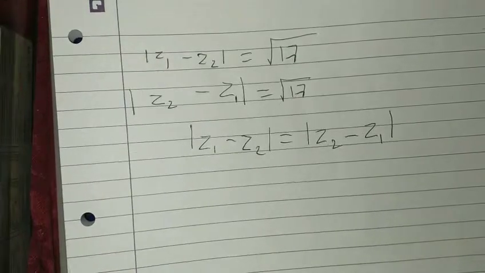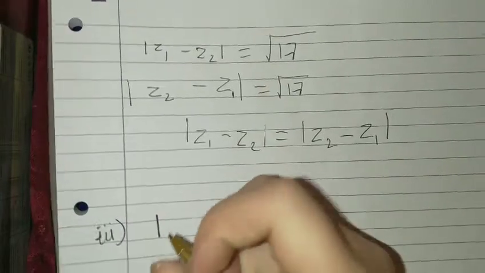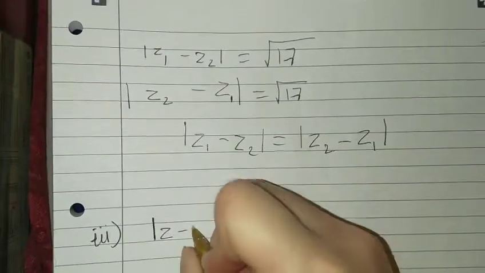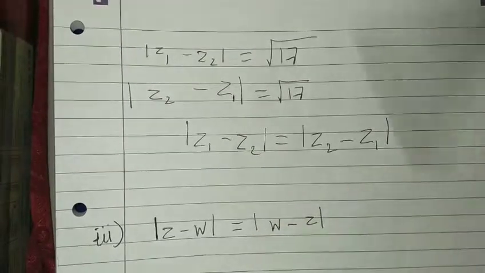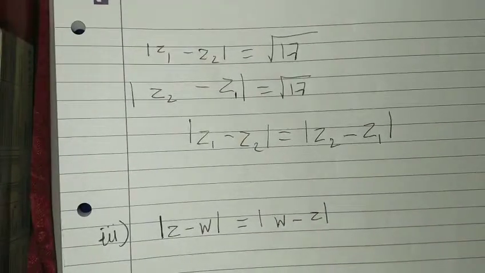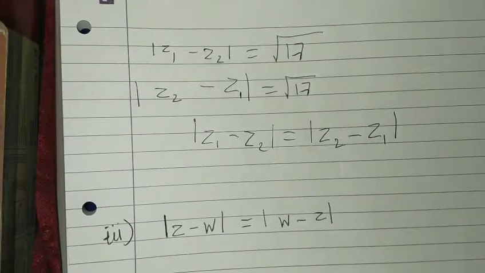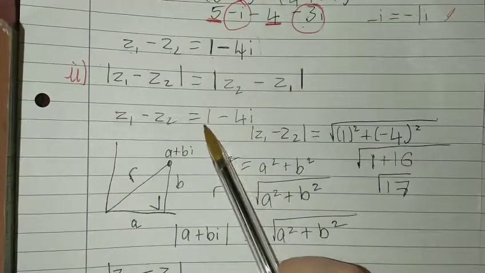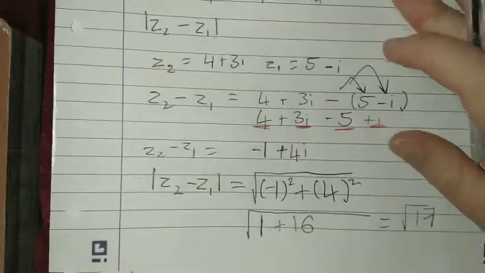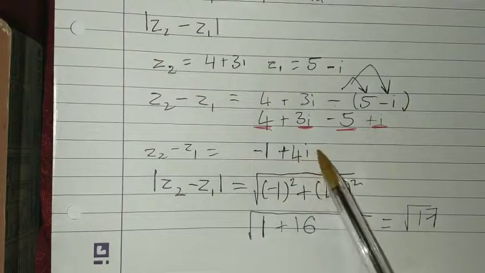And then in the next part, we're asked to give a reason why the modulus of z minus a complex number w is equal to that complex number minus z will always be true for any complex numbers w and z. So basically, when we subtract, so we got that we had 1 and minus 4i for the first one, and then for the next one, we got minus 1 plus 4i.